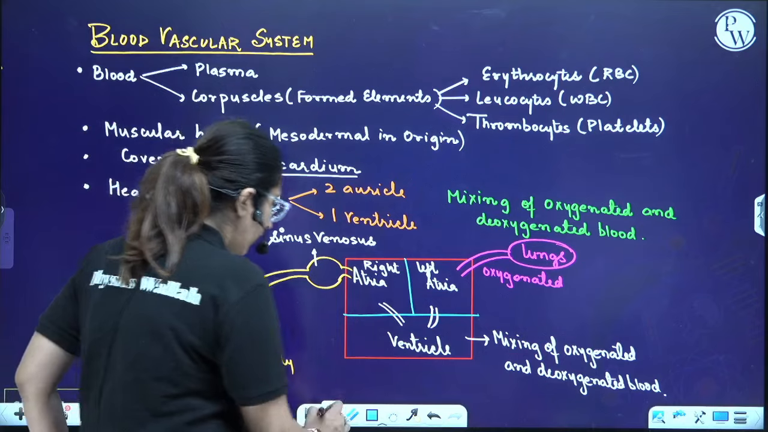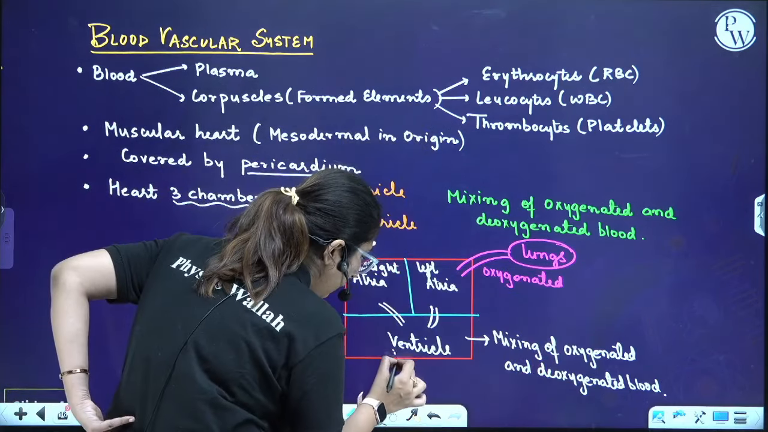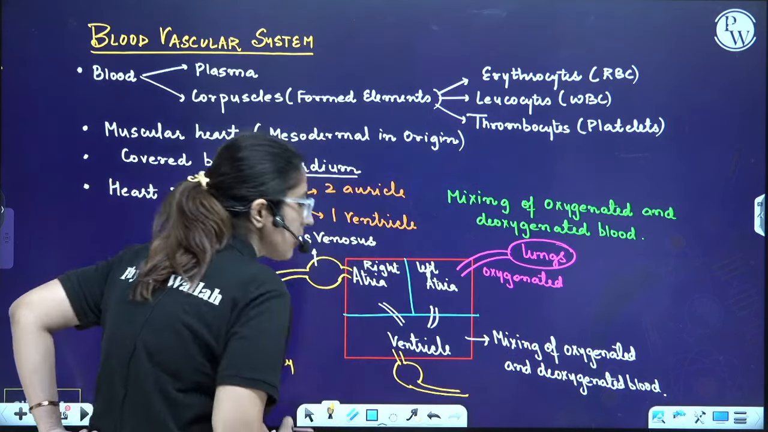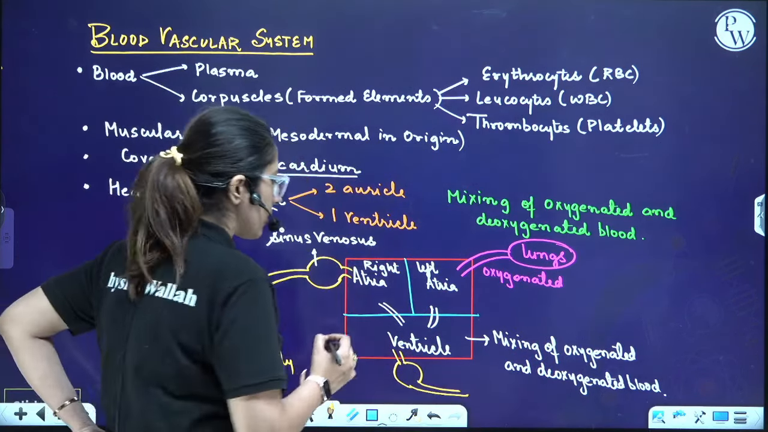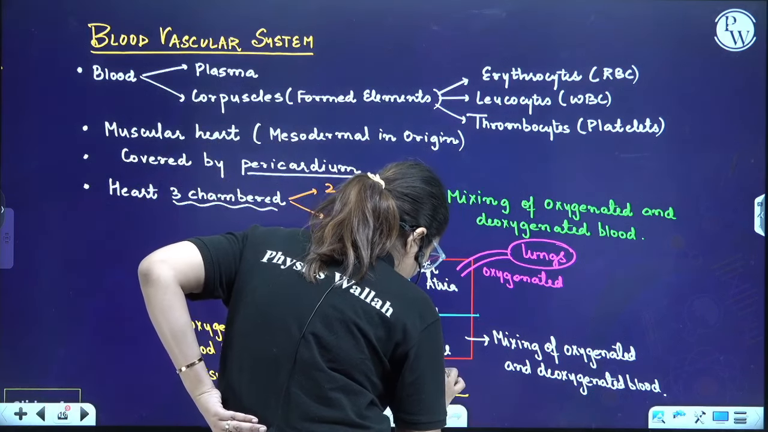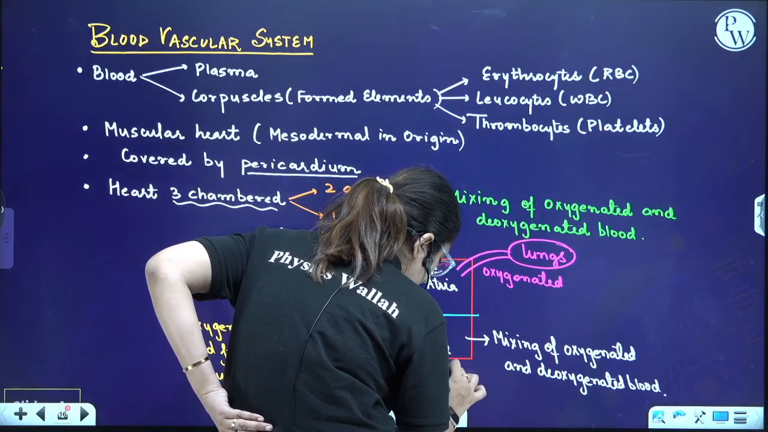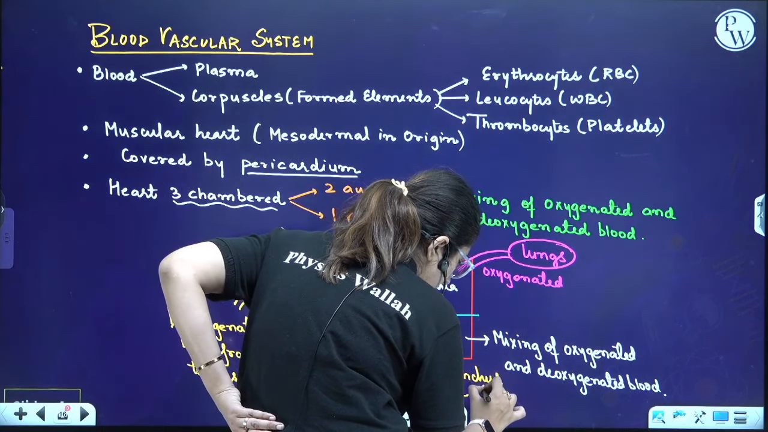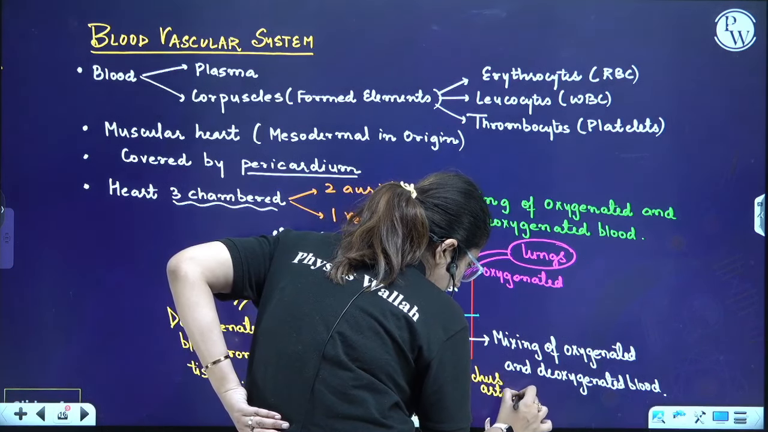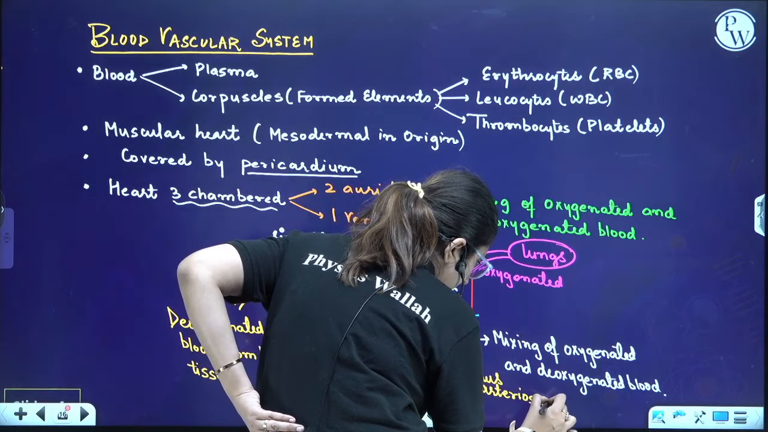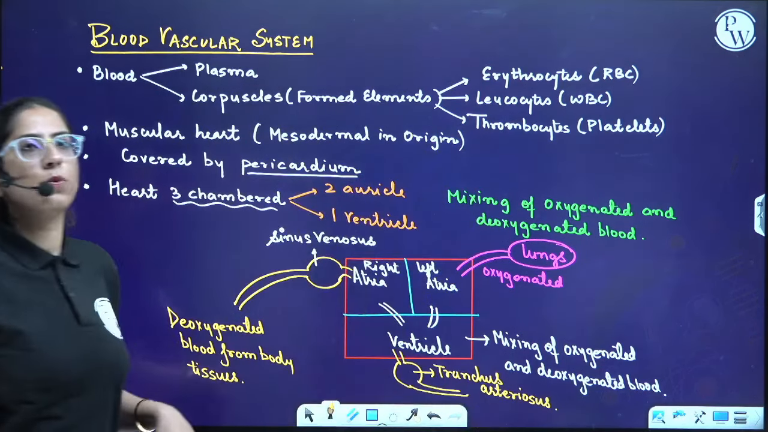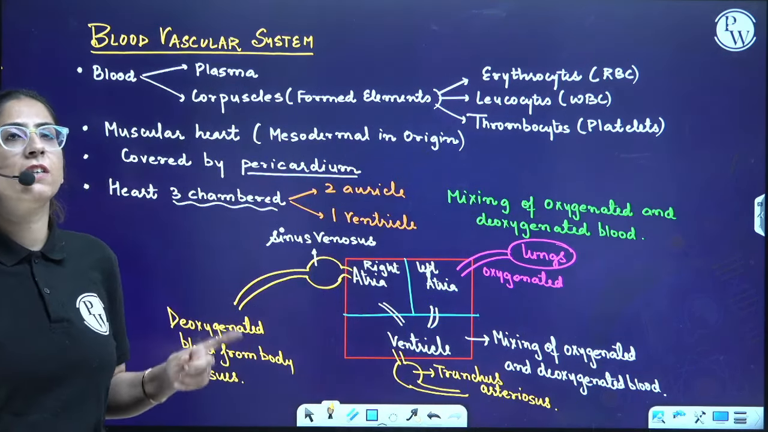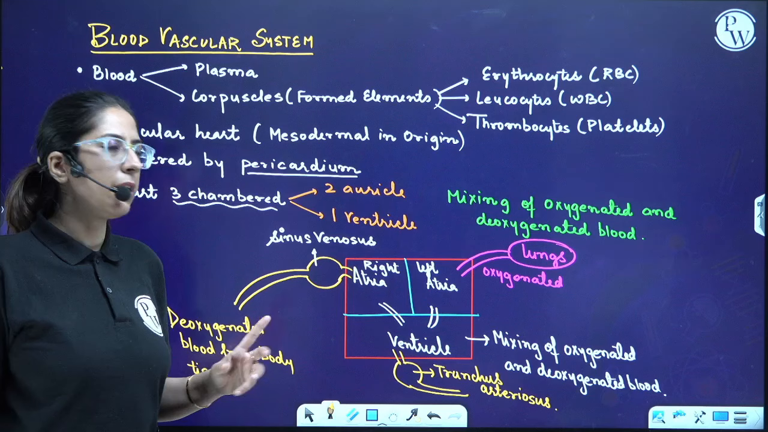And from the ventricles, the blood will enter into another small chamber, which is the truncus arteriosus. Then it will be supplied to each and every body part of the tissue. That means the body parts will receive the mixed blood, oxygenated and deoxygenated blood.